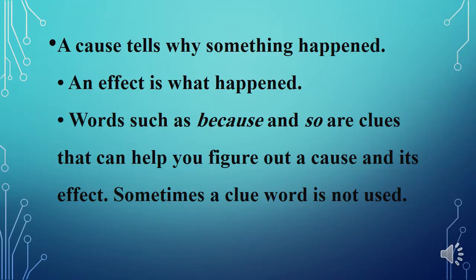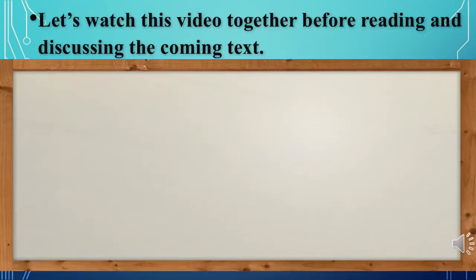A cause tells why something happened. An effect is what happened. Words such as because and so are clues that can help you figure out a cause and its effect. Sometimes a clue word is not used. Let's watch this video together before reading and discussing the coming text.